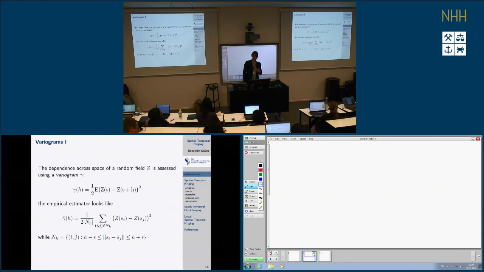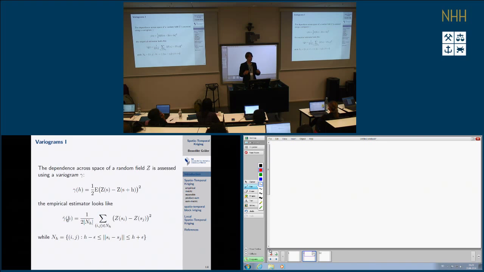So we would like to describe how the dependence changes with distance. That's where we start to look at variograms. For a certain distance h, we would like to estimate the square difference between any location s and any location that is h apart from s. So s here is any location, and h is another location, h kilometers or meters apart from s. And this is the theoretical definition.